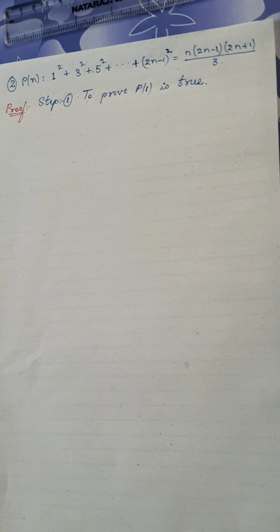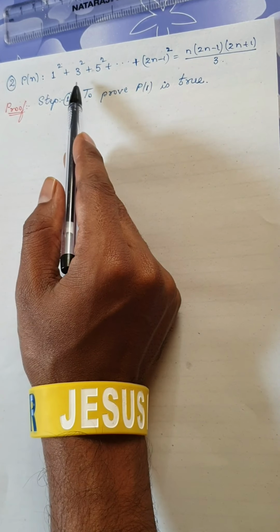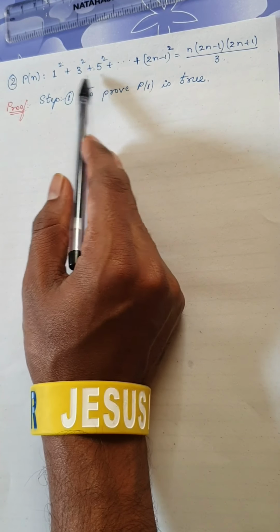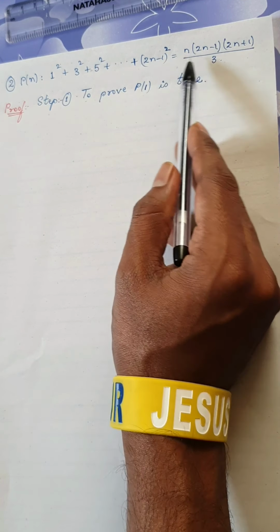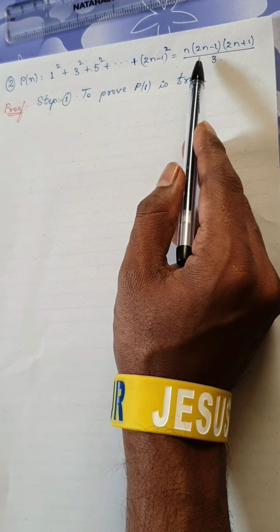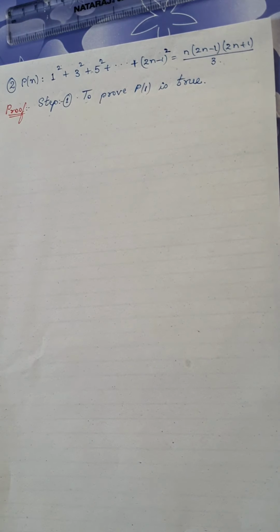Now moving on to the next question. The question is quite clear. P of n is equal to 1 square, 3 square, 5 square. Read it carefully. That is the sum of all odd terms, and the last term is 2n minus 1 whole square. You have to show it is equal to n into 2n minus 1 into 2n plus 1 by 3. Step 1 is quite clear. You have to prove P of 1 is true.